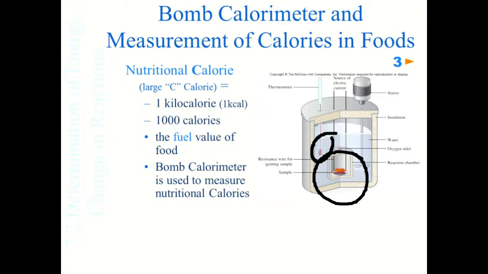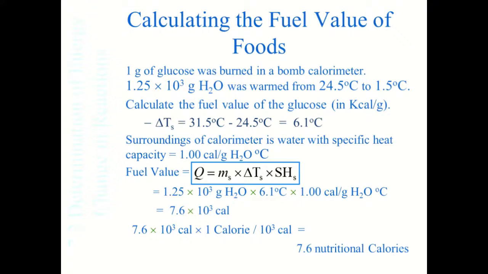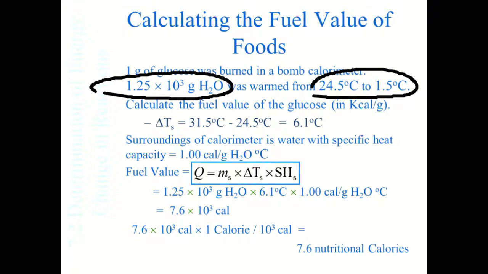Okay, so did we do these problems already? Did we look at a question on glucose? Not yet. No. So let's try and do this. 1 gram of glucose was burned in a bomb calorimeter. 1.25 times 10 to the 3 grams of water. Now that's the mass of solution. MS will just be the mass of water. Is that making sense, folks, in the formula? And it was warmed from 24 to 31. I remember correcting that. It's 31.5, not 1.5.